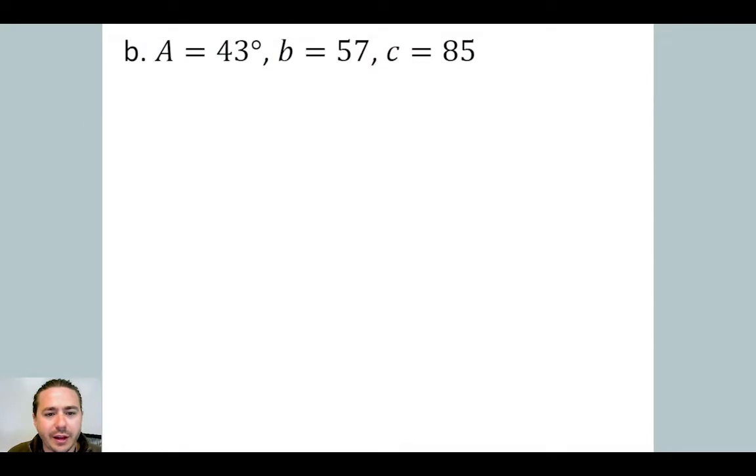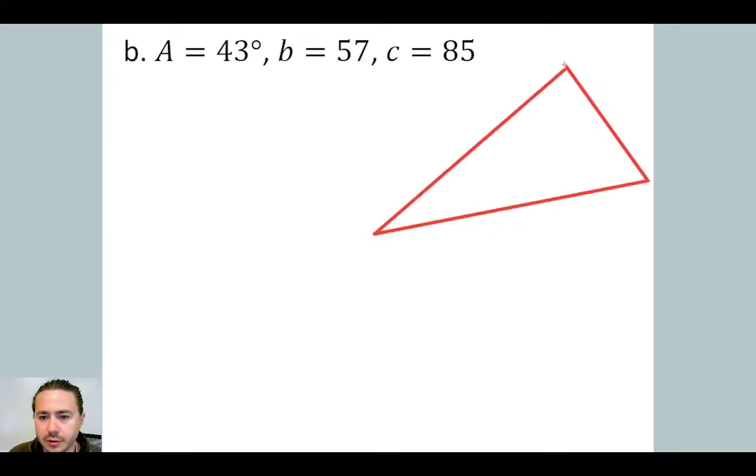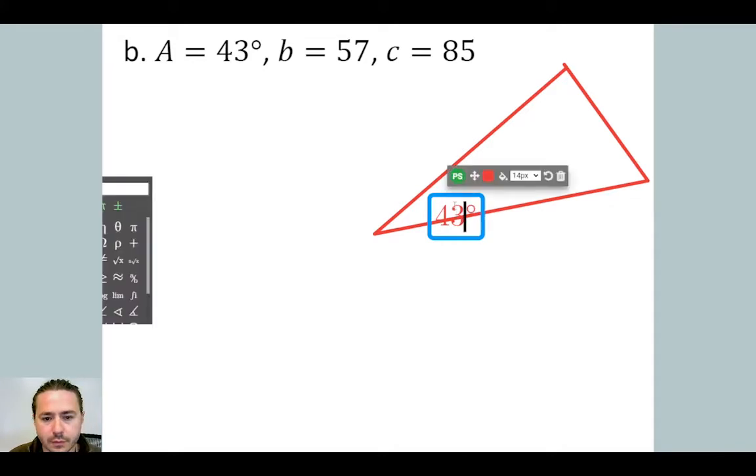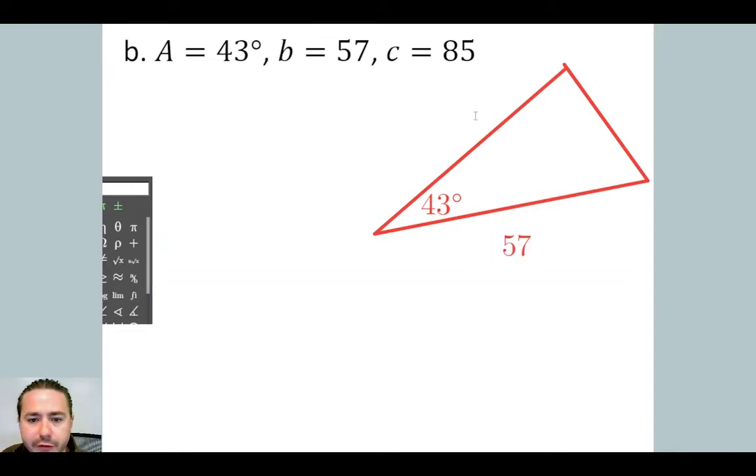All right, for this one it looks like we've got a side angle side scenario. So when I go to sketch out my triangle here, make sure I can fit it on here. All right, there we go. Something like that. We're going to label this one as 43 degrees. And then the 2 side lengths are going to be 57 and 85.